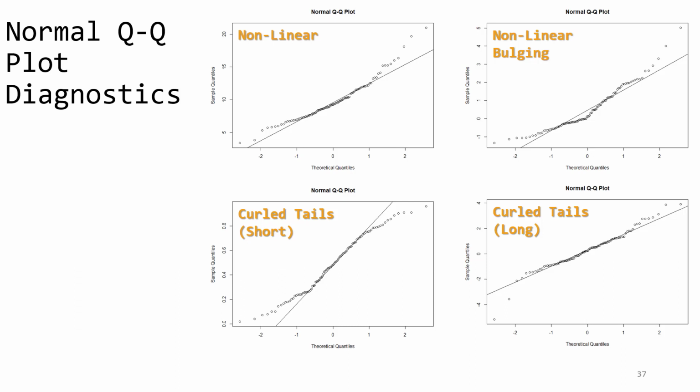In the lower left is an example of data that have shorter or thinner tails than the normal distribution. If the sample quantiles are high on the low end, the lower left, and low on the high end, upper right, it means that the normal distribution expects more observations on the extremes than there are in both cases, and that the sample is short-tailed. The lower right plot has long tails, which are thicker than the normal distribution. If the sample quantiles are low on the low end and high on the high end, it means the normal distribution expects fewer observations on the extremes than there are in both cases, and that the sample is long-tailed.